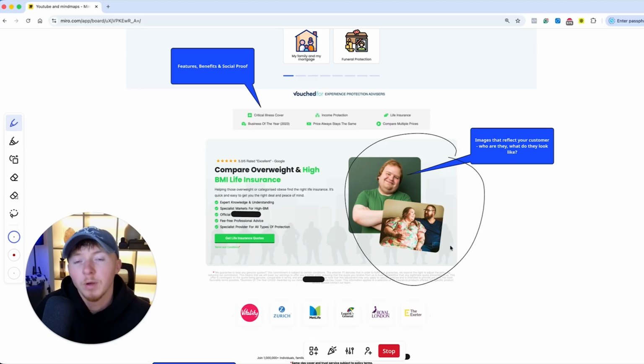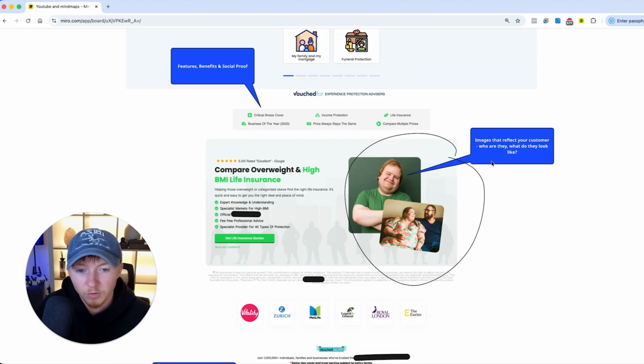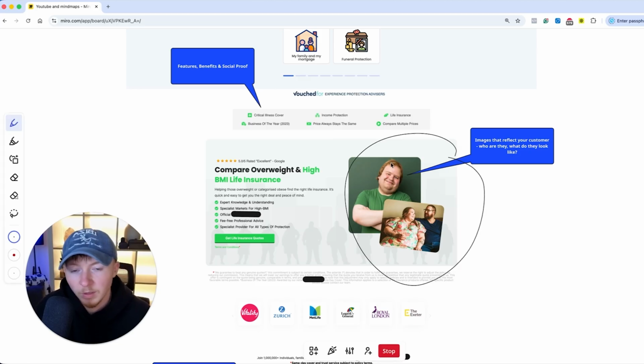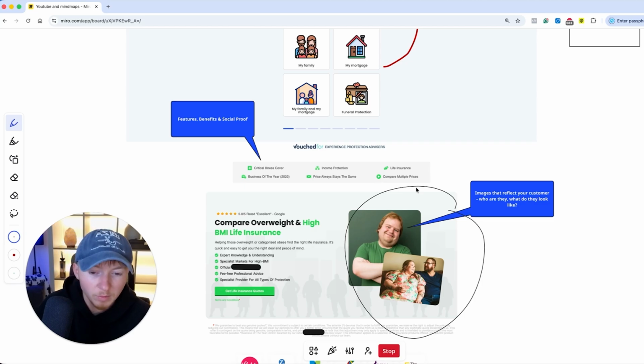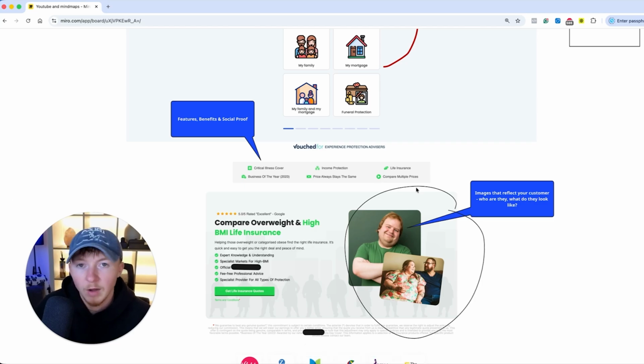But the biggest point and biggest takeaway is the images that you create, they need to reflect the customer, who they are, what they look like, their demographic. You need to be super accurate, and this will go throughout the page. The images that we use, the branding that we use, the colors that we use have to be super applicable to that type of individual.